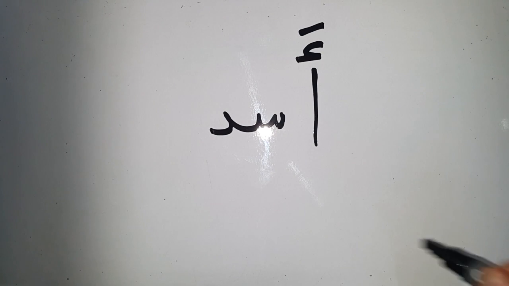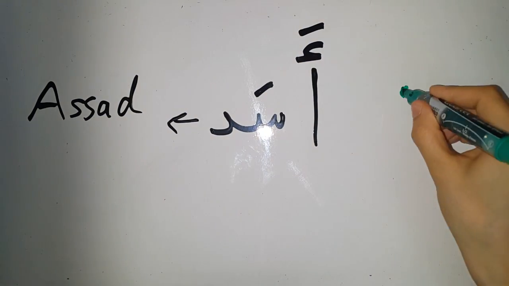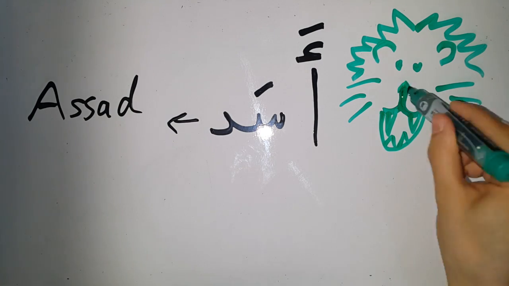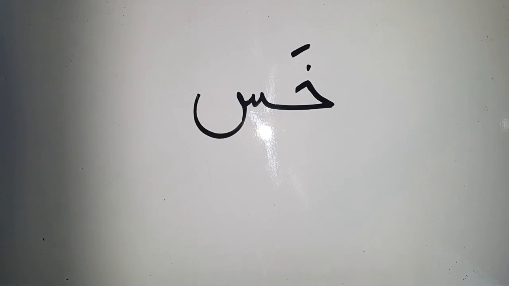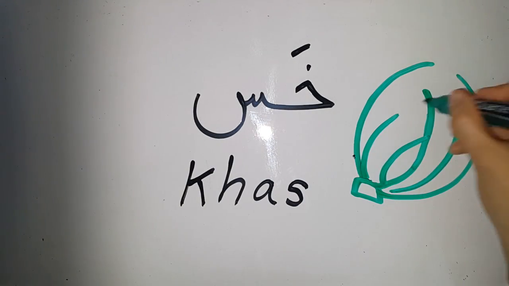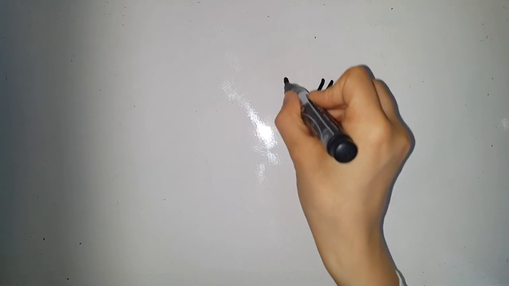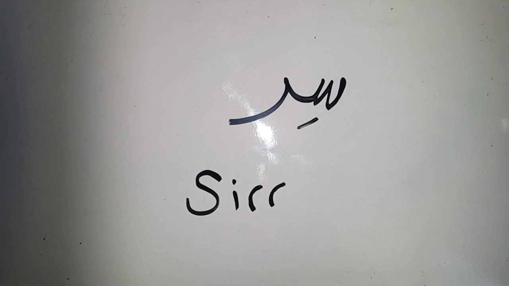Now let's write Asad. A, sa, d. Asad. And yes, that is the name of the Syrian dictator. And it actually means lion. Here's another example of seen in a word. Khas. What does khas mean? Can you pronounce it? It means lettuce. How about the word sir? So sir is written like that, and it means secret. Can you keep a sir?